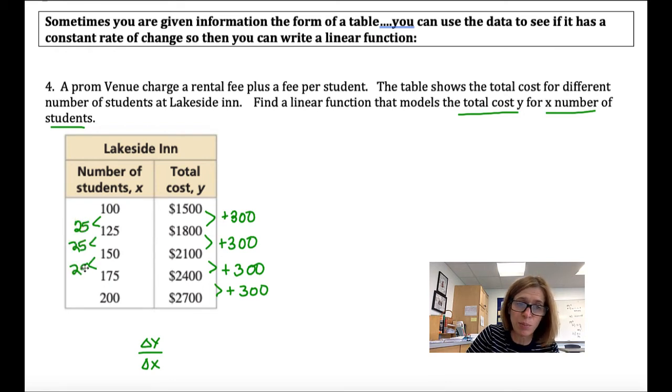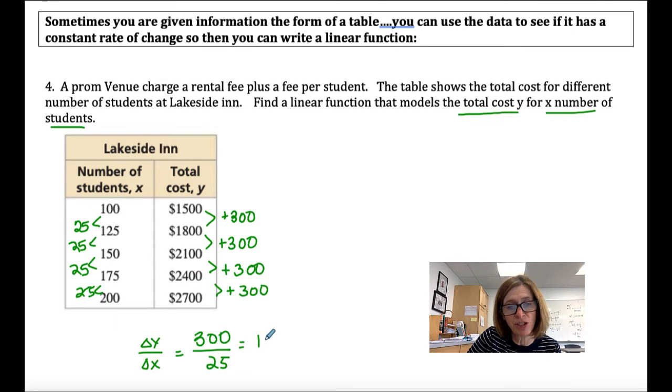And I can see that that's pretty consistent as well. So the ratio is 300 to 25, which means that in simplified form, the rate of change is 12. Let's interpret what that means. Remember, the y is the cost, and the x is the number of students. So in context, for every one student, it's going to cost $12. So it's $12 per student.